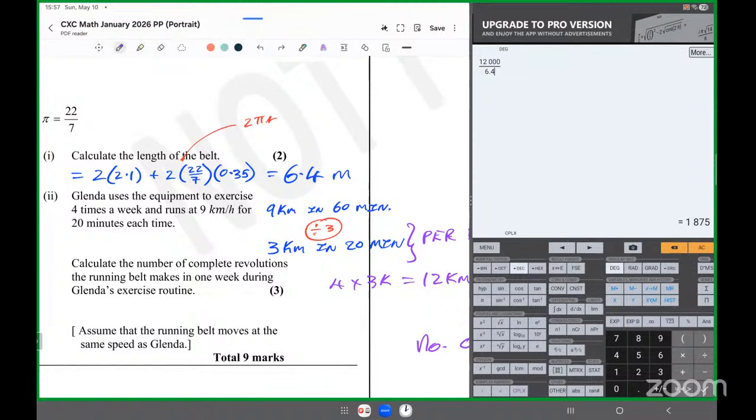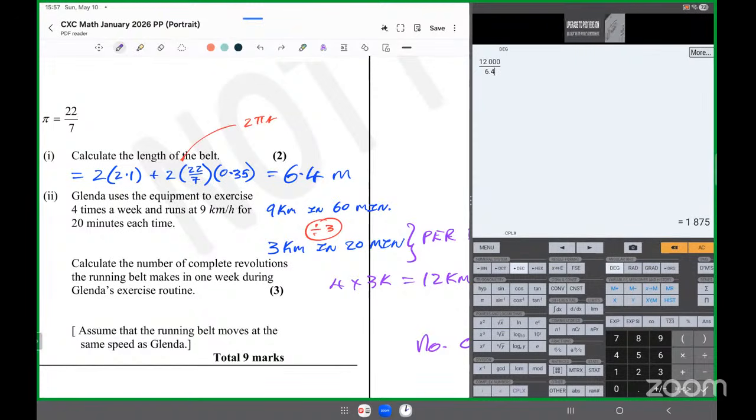But the belt is 6.4 meters long, and you want to know how many revs it makes. Every rev it makes is 6.4 meters. So if we convert all the 12 kilometers to meters, and then divide that number by the length of the belt, that's the number of times the belt has to go around when she runs. Understand? Go work it over again.